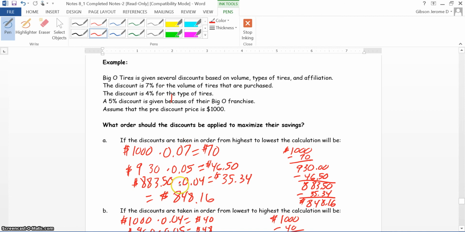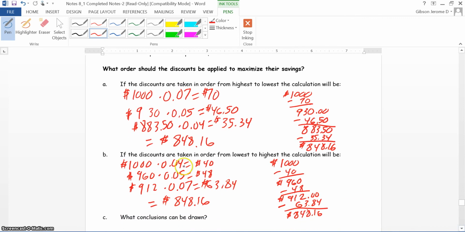So we have $883.50 times 0.04, which is $35.34. So we subtract that from the $883.50, and that leaves us $848.16. Now that's what we do when we go from highest to lowest.